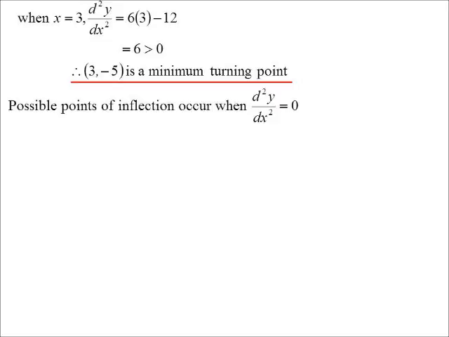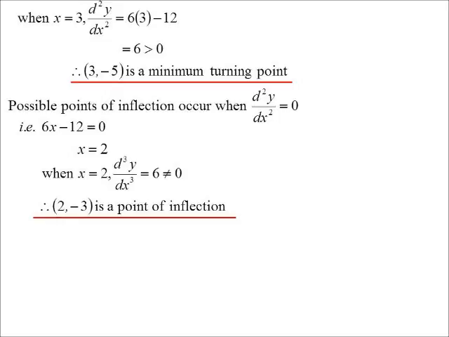So possible points of inflection occur when the second derivative is equal to 0. So 6x minus 12 is equal to 0. I have one possibility. I'm going to use the third derivative because it was easy to find. When x equals 2, the third derivative is equal to 6. So it has a value. So that's telling me there is a change in the second derivative. There is a change in concavity. 6 does not equal 0. So therefore, yes, it is a point of inflection.